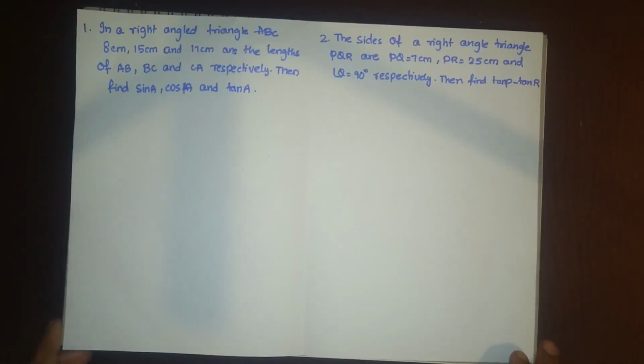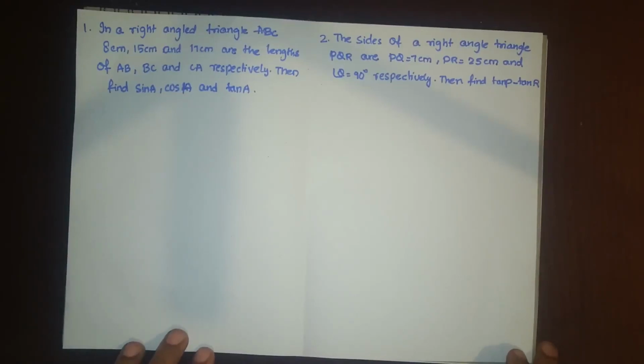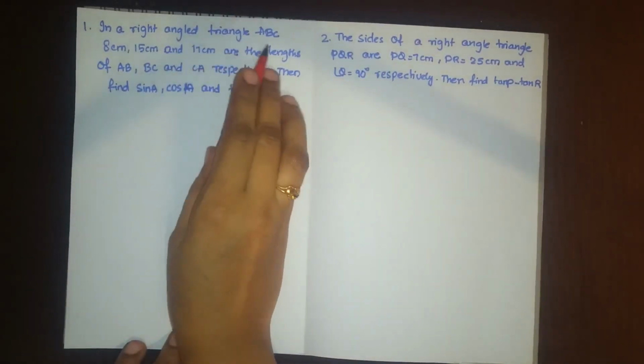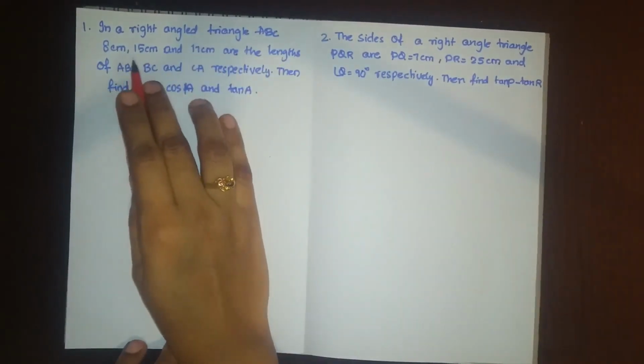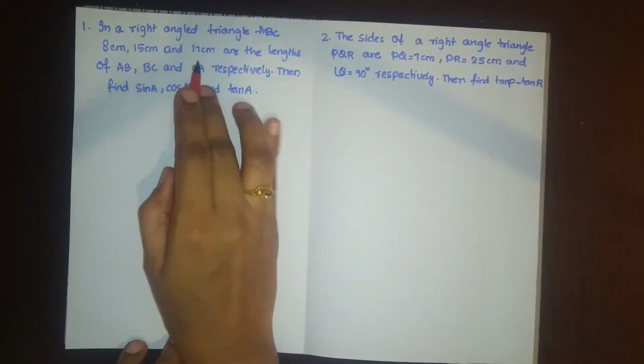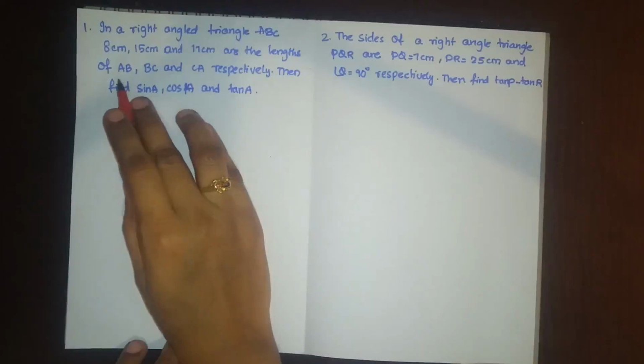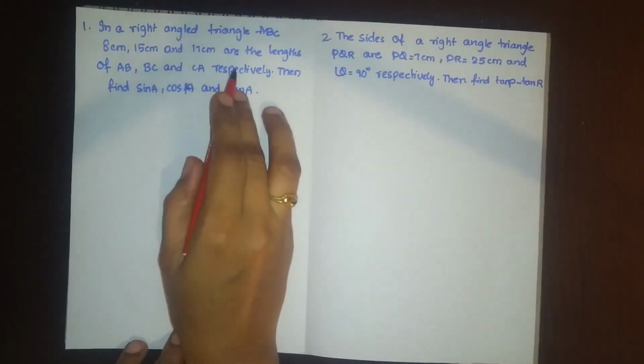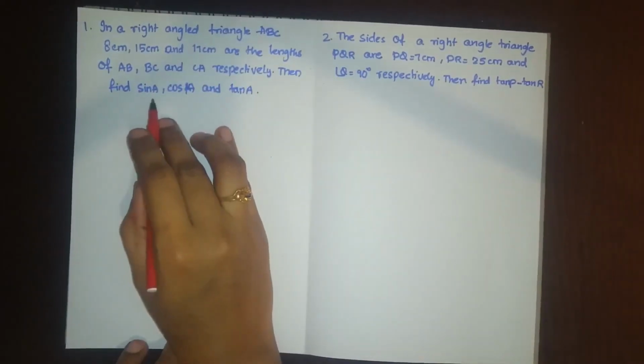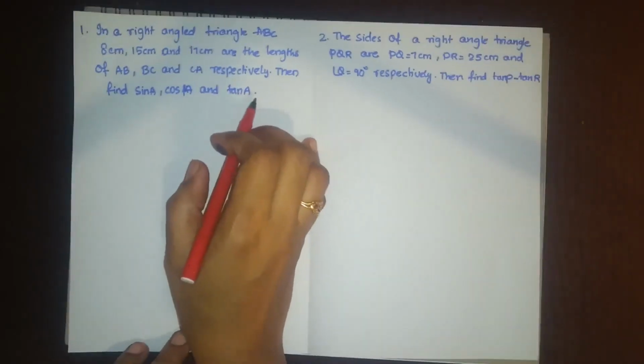Now, let's get into the exercise problem. Exercise number 11.1. The first question is, in a right angle triangle ABC, 8 centimeters, 15 centimeters and 17 centimeters are the length of AB, BC and CA respectively. Then find sin A, cos A and tan A.